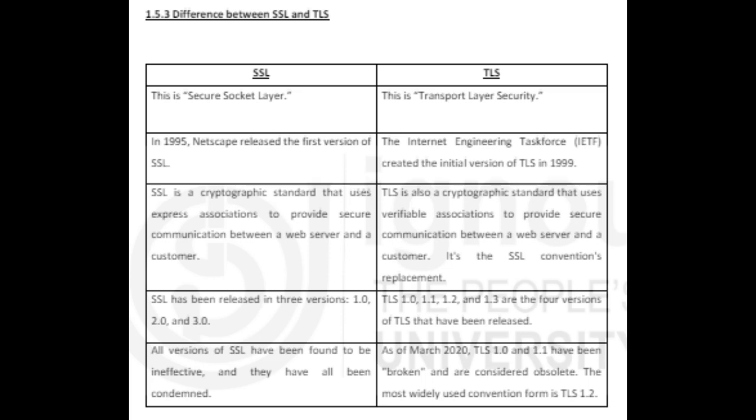1.5.3 Difference between SSL and TLS. Look at the screen. 1.5.4 What are SSL TLS certificates?